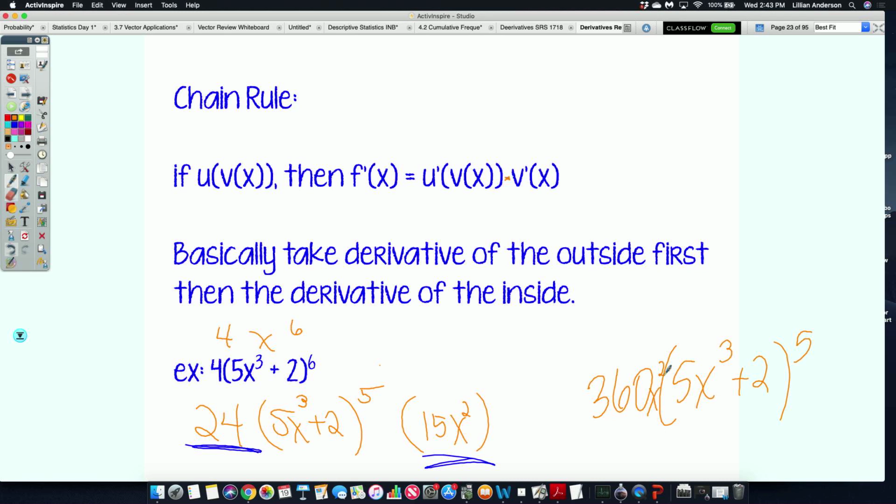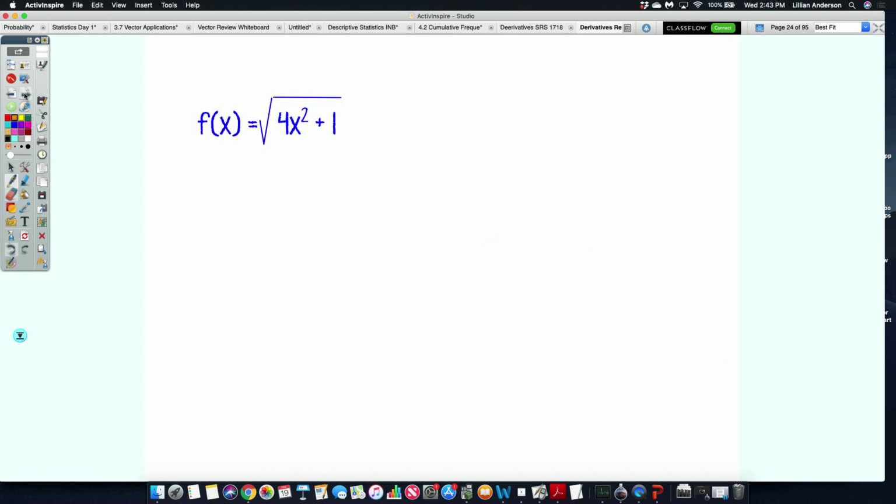Okay? Here, we have another chain rule because this can be written as 4x squared plus 1 to what power?